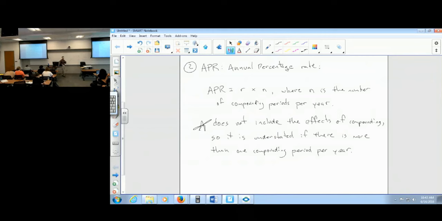So when you look at your credit card statement, it says your APR is 12.24%. Right? That's not your actual effective rate. That is excluding the effects of compounding.